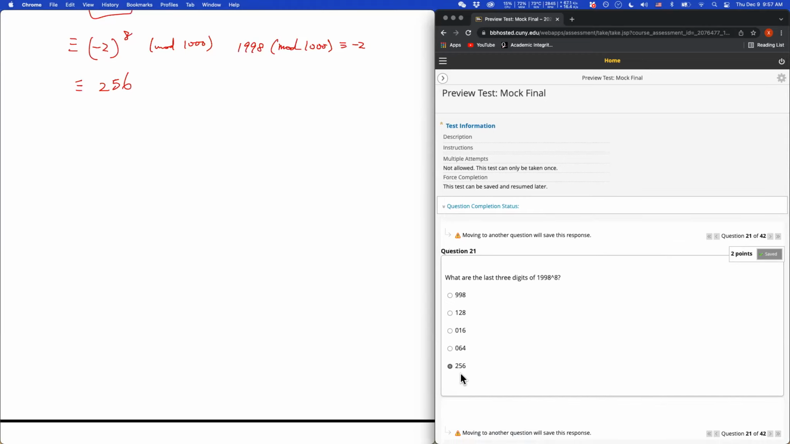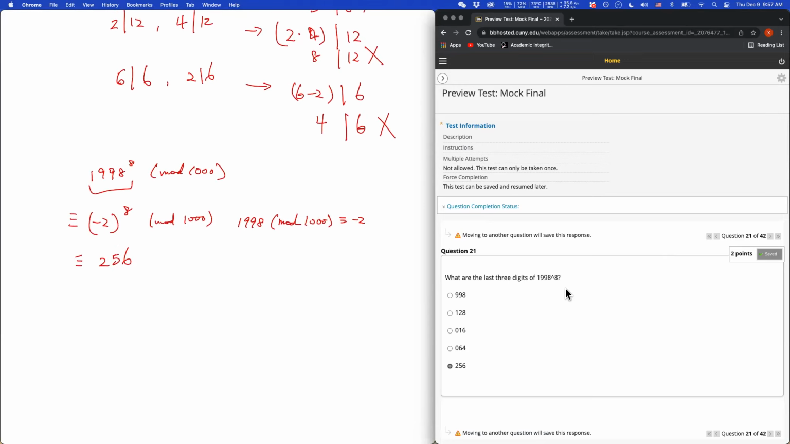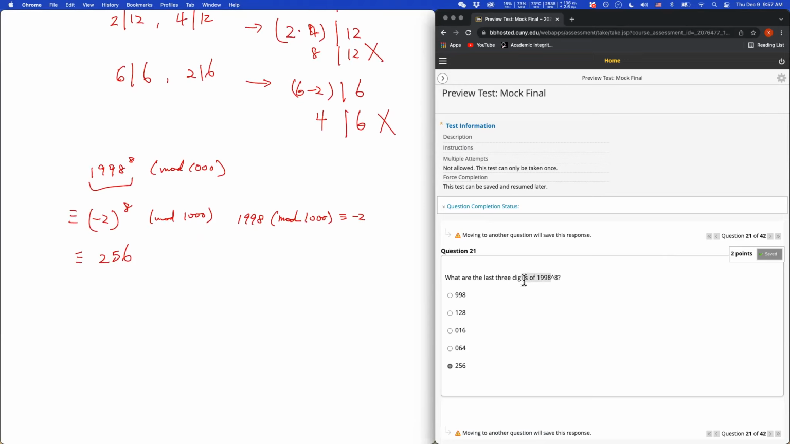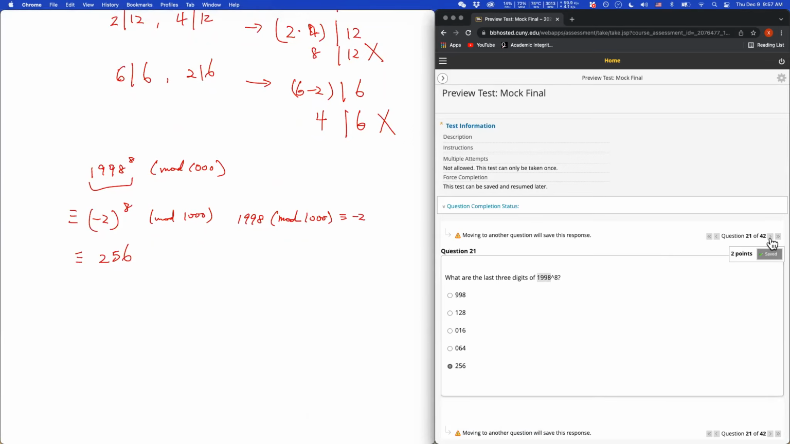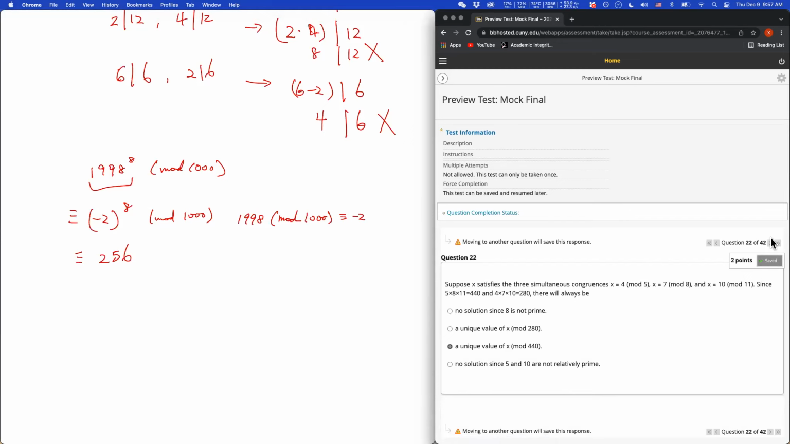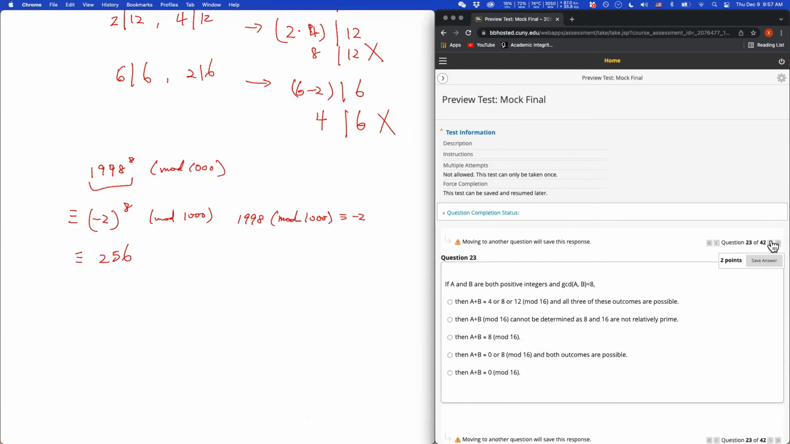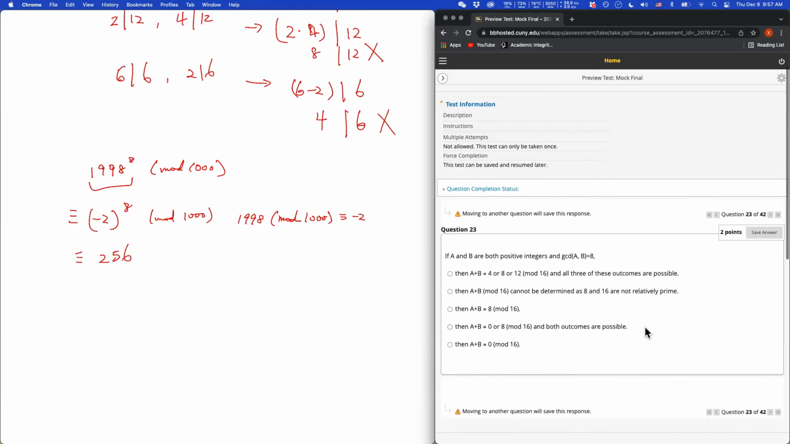Okay, so people are asking why do we have 256? Because 1998 mod 1000 is -2, and -2 to the 8th power is 256. Okay, next.